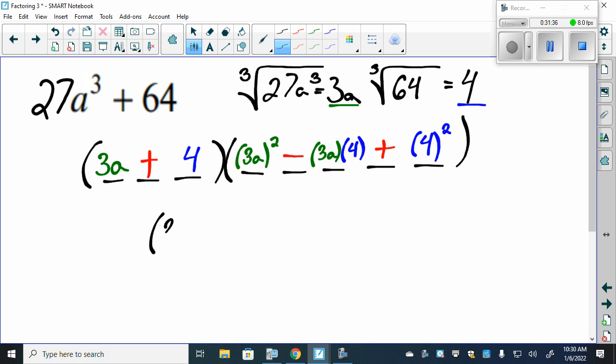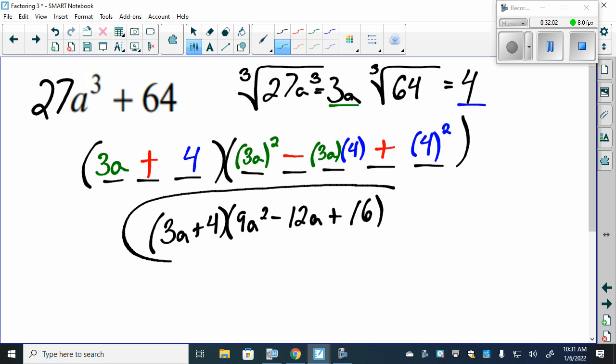So this would simplify down to 3a plus 4 times, well, 3a squared would be 9a squared, because 3 squared would be 9 and a squared would be a squared, minus, well, 3a times 4 is 12a, plus 16. And that there would be it factored completely. Any questions on this here?